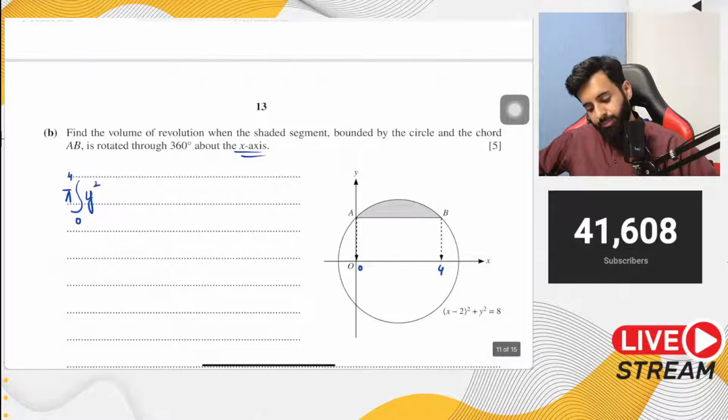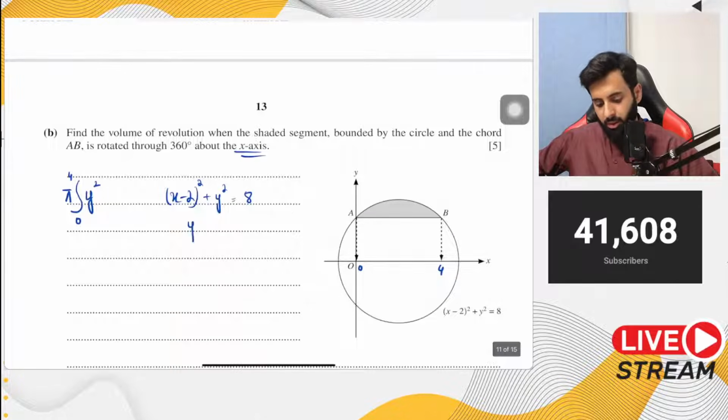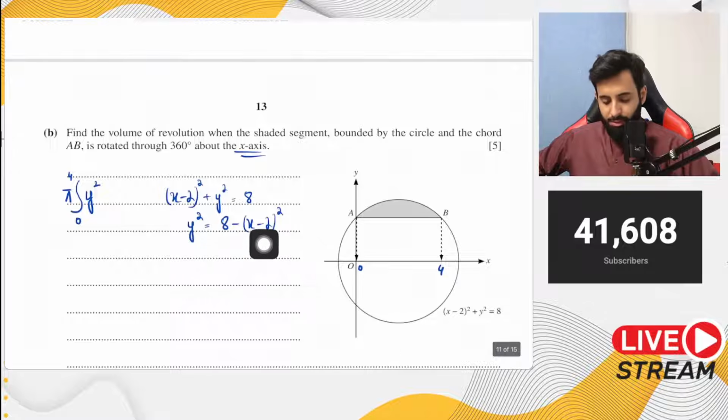Thankfully, here if you look at the equation, you already have y square. So there's no point in taking the square root of it and then squaring it again. Just write it as it is. So 8 minus (x minus 2) whole squared. Now if you want, you can expand this and simplify it, or you can use it as it is. I wouldn't prefer to expand this in this case.